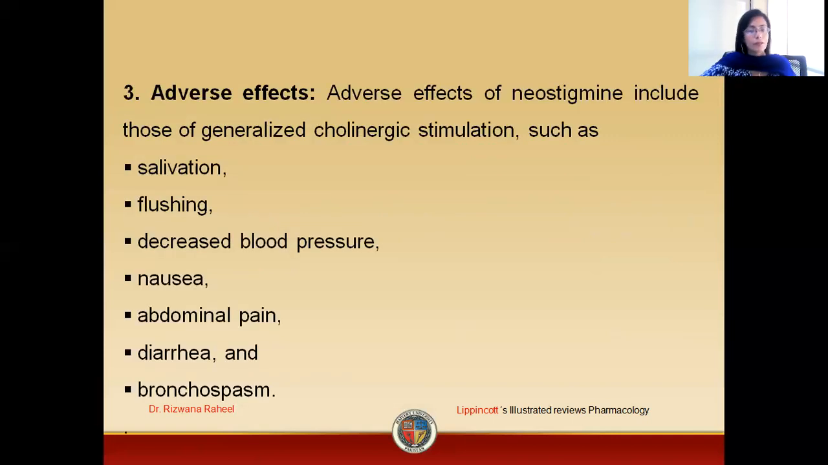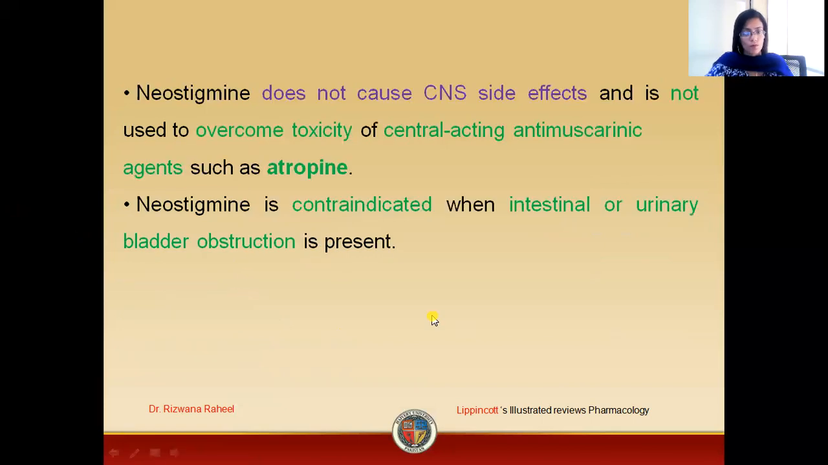Now, what are the adverse effects? It may cause the effects which are associated with an overdose of acetylcholine, like salivation, flushing, decrease in blood pressure, nausea, abdominal pain, diarrhea, and bronchospasm.